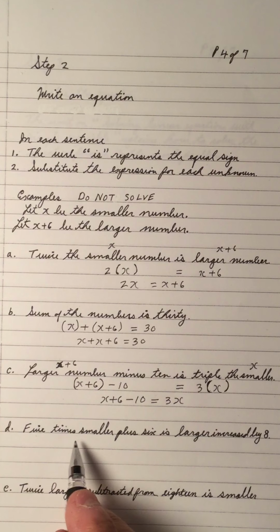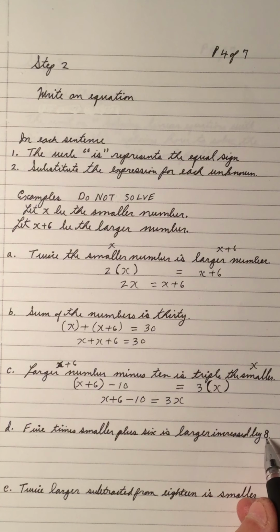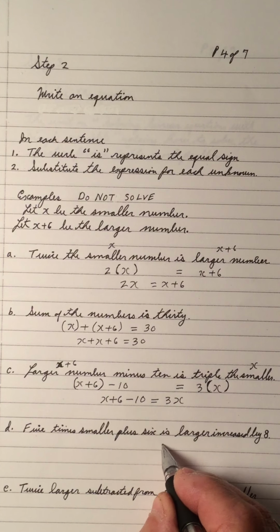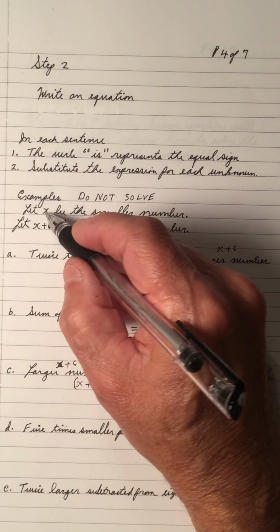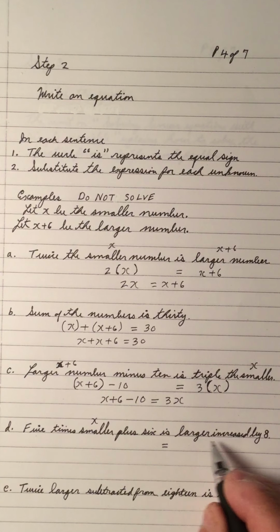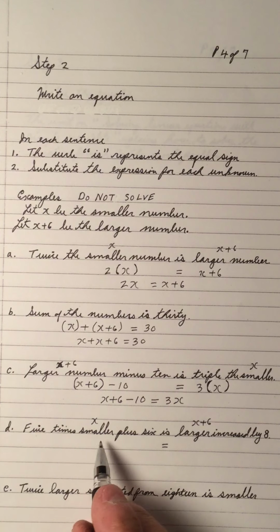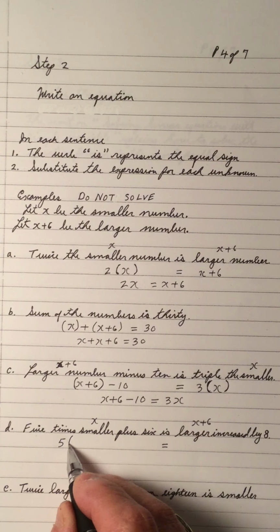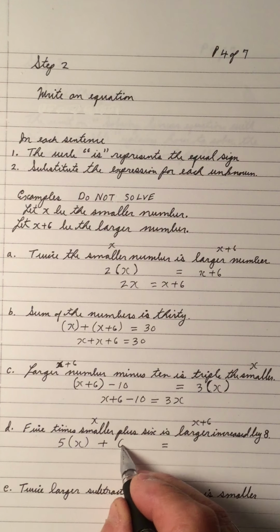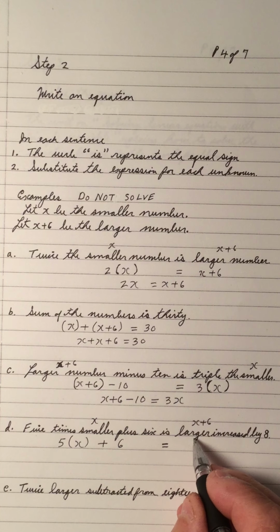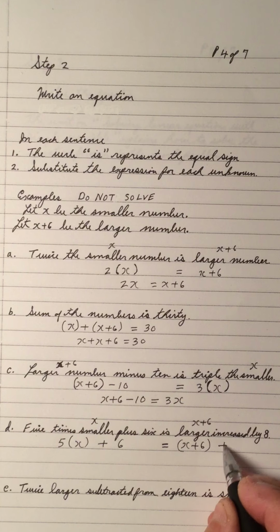D, 5 times the smaller plus 6 is the larger increased by 8. So again, "is" is the equal sign. Looking up at the top, the smaller number is x, and the larger number is x plus 6. Okay, we got that. So 5 times the smaller, so that's 5 times bracket x plus 6, is the equal sign. Larger number, which is x plus 6, you want a bracket, increased by is add 8.